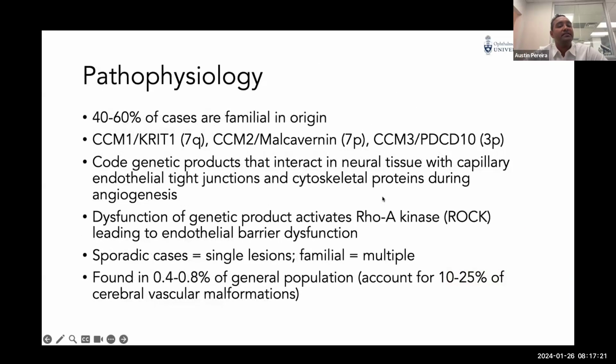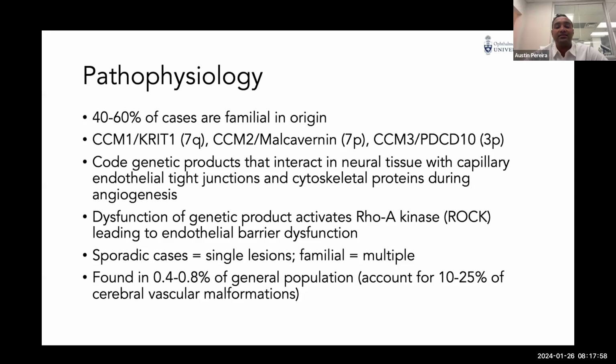The pathophysiology of this disease is usually familial. 40 to 60% of cases are familial, due to aberrant genes in CCM1, 2, or 3. CCM codes a genetic product that interacts with neural tissue and with the endothelial tight junctions, and supports the cytoskeletal proteins during angiogenesis. So when this gene product is dysfunctional, it activates Rho-A kinase, or ROCK-A, leading to endothelial barrier dysfunction and development of the saccular angiomatosis lesion.